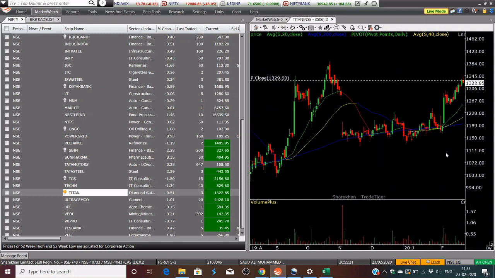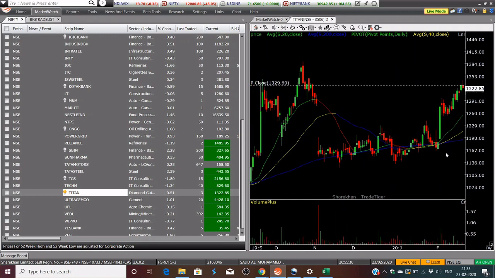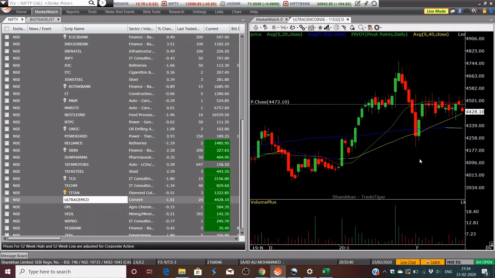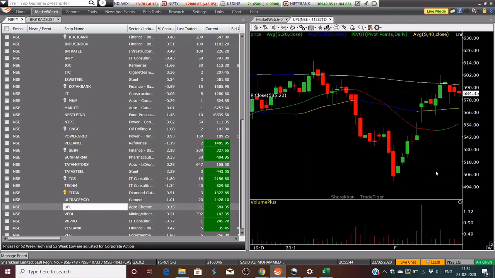Titan is nicely going up. I'm happy it's again back to the same levels. You have to wait for the breakout. It can form a new high and then drop into this zone again. Sideways Ultratech Cements, avoid. UPL, avoid.